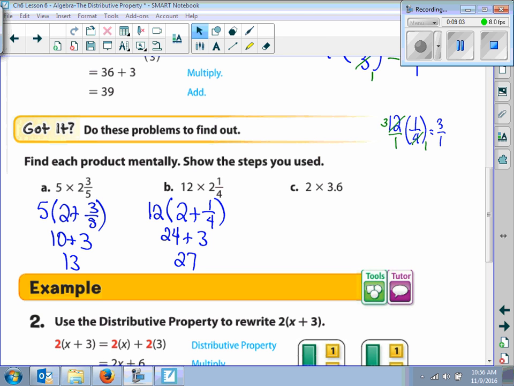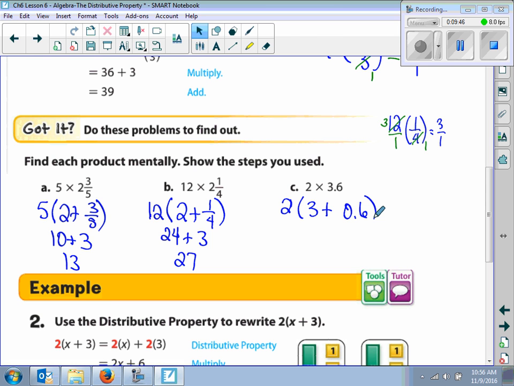So for the last example, we have 2 times 3 and 6/10. 3.6. So it's going to be 2 times, how am I going to separate the 3.6? 3 plus the 6/10, right? So it's going to be the decimal. So we're going to put 3 plus 0.6. Is that clear? So now you're going to take that 2 and multiply it times everything on the inside.